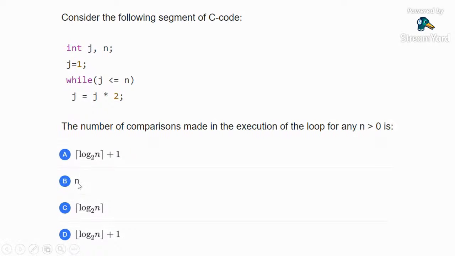N is not correct. See this option. For 5 it is 3 only. But how many comparisons are made here? 4 comparisons. So the third option is also incorrect.